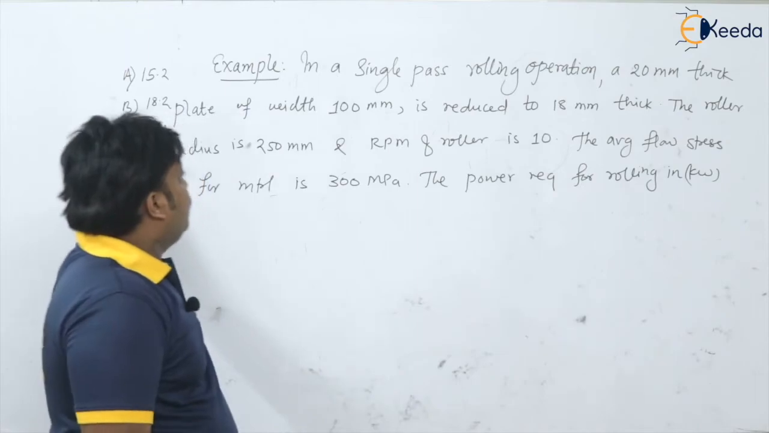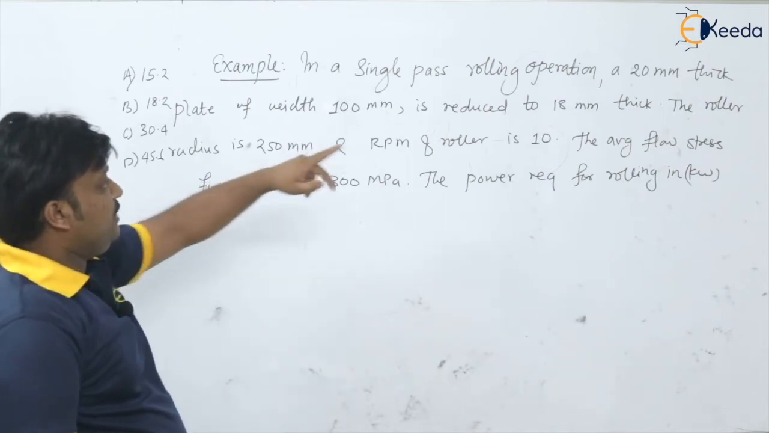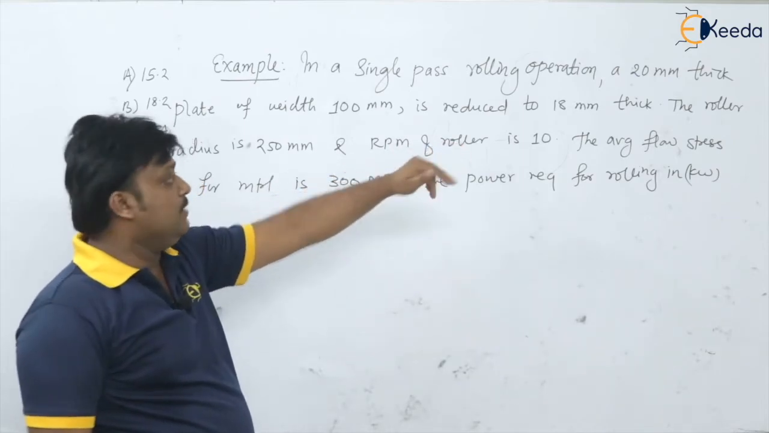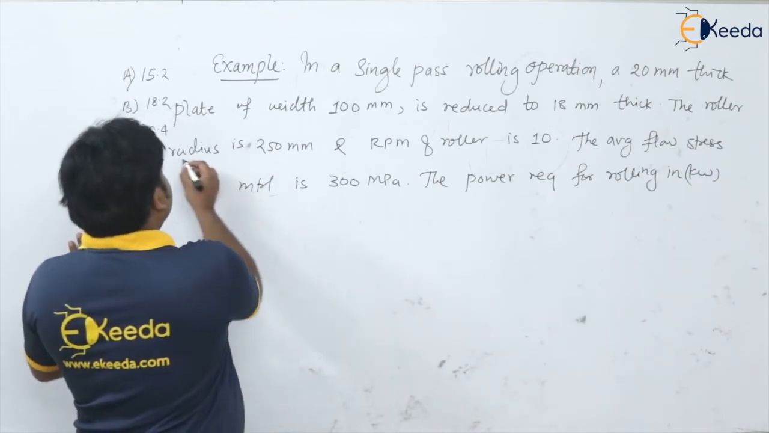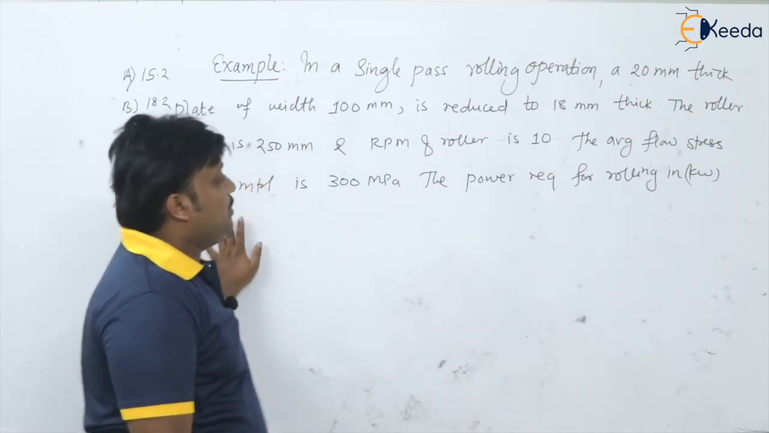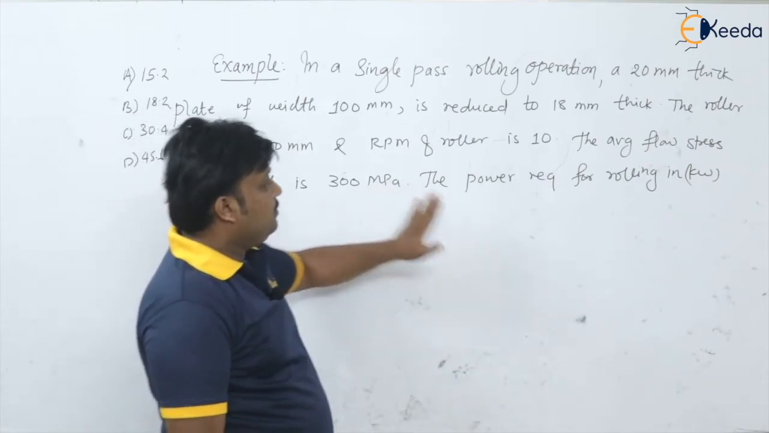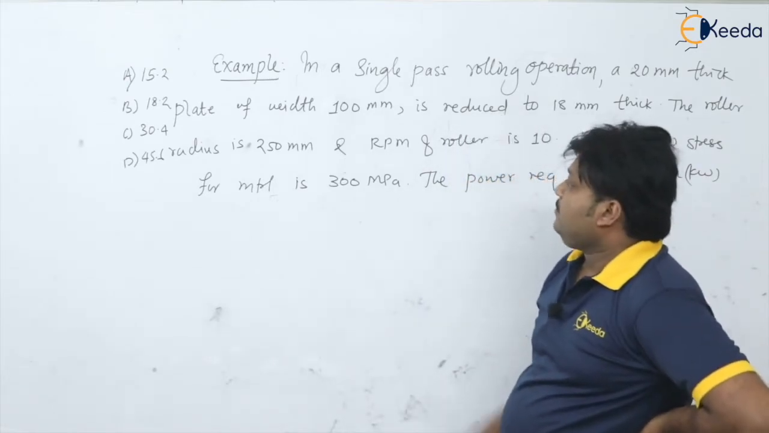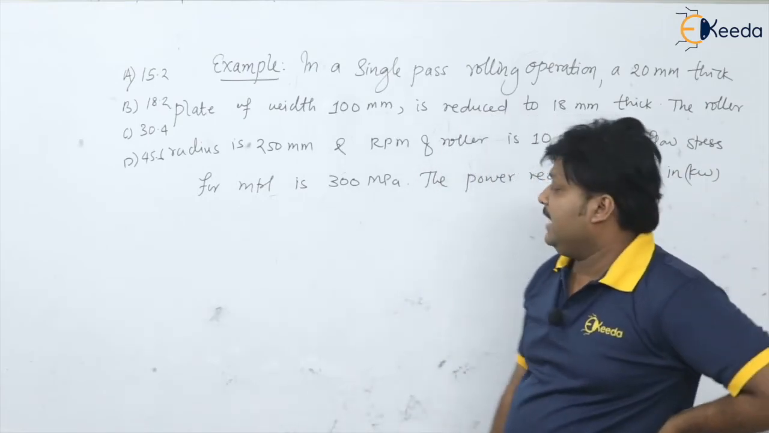So students, see the question, what is given here? In a single pass rolling operation, a 20 millimeter thick plate of width 100 millimeter is reduced to 18 mm thick. The roller radius is 250 millimeter, and the revolution of roller is 10 rpm. The average flow stress of the material is 300 megapascal. The power we have to calculate in kilowatts. Okay, so this is actually a question from IISc Bangalore, the GATE paper 2008, mechanical engineering.